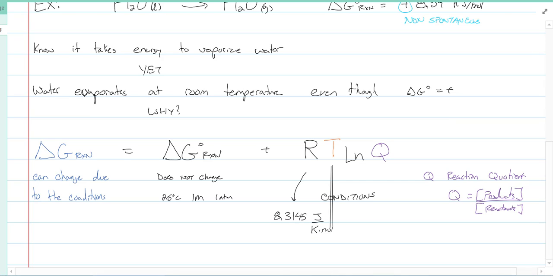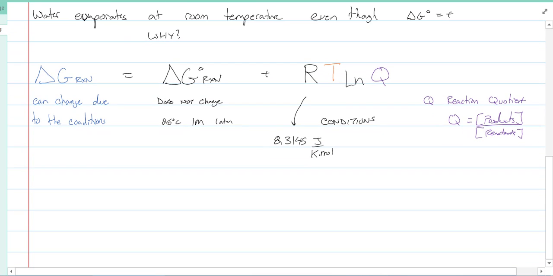So reactions can become spontaneous because the conditions make them so. So we know that water, liquid water, can go to a gas because the conditions change. And the more heat we add to the liquid water, the more easily it evaporates. And the less water there is in the air, the more easily it evaporates. Where I live, a lot of water in the air. A lot of water in the air.